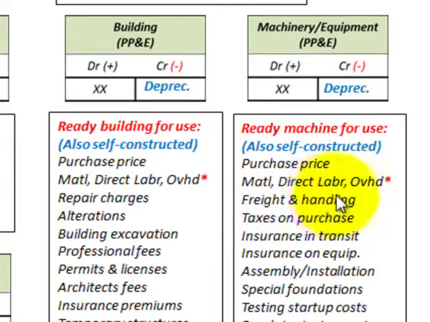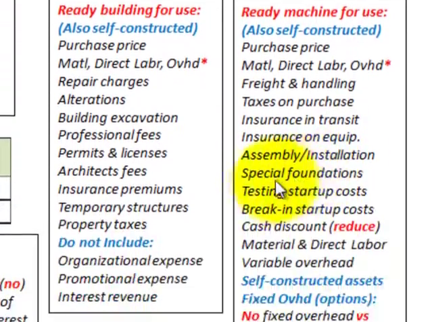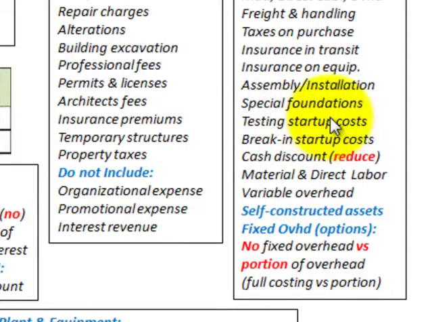And then we'd have any freight and handling, taxes on the purchase, any insurance in transit, and any insurance on the equipment, assembly or installation of the equipment, any special foundations to put the machinery or equipment on, any testing and startup costs. This is the cost of getting this machine ready for its intended use or its production use. And again, that could include any break-in or startup costs as well.